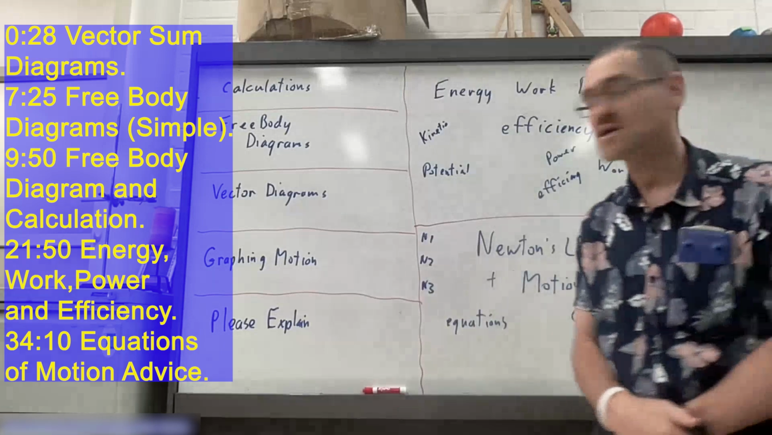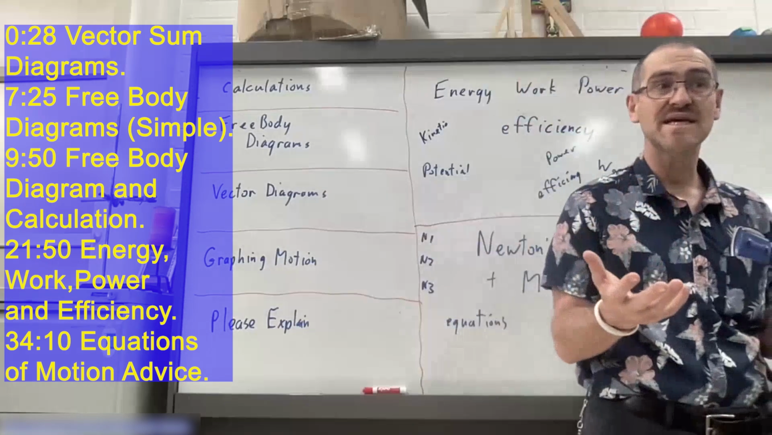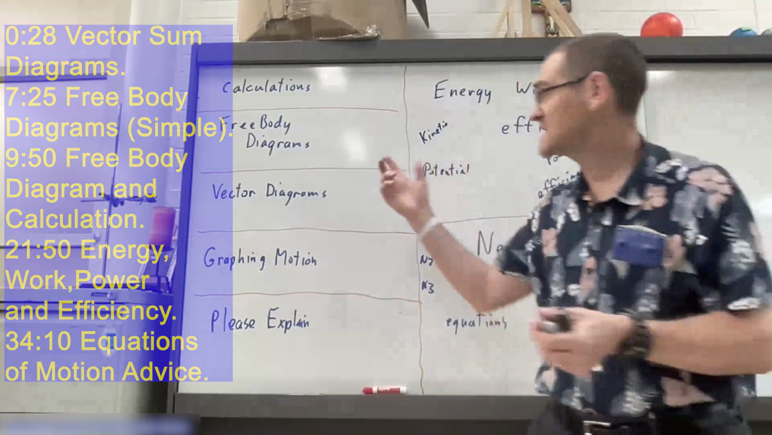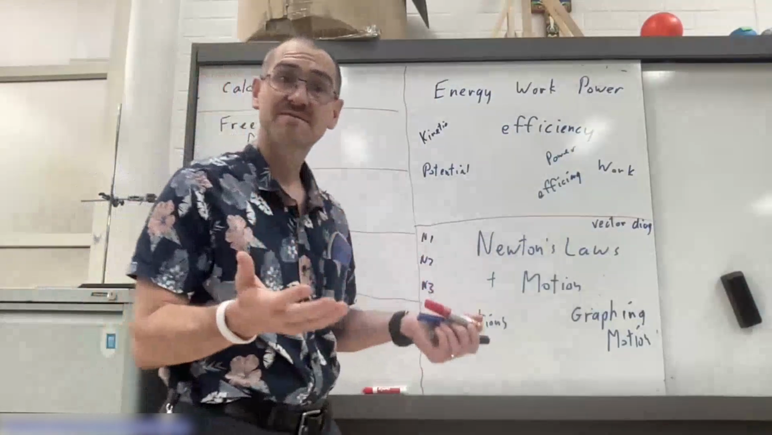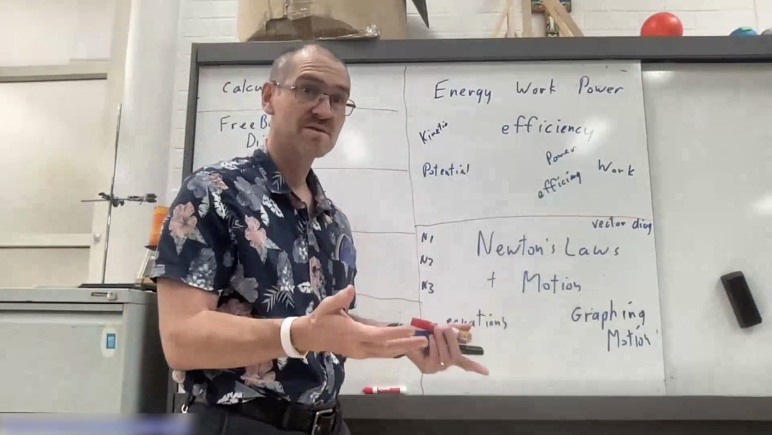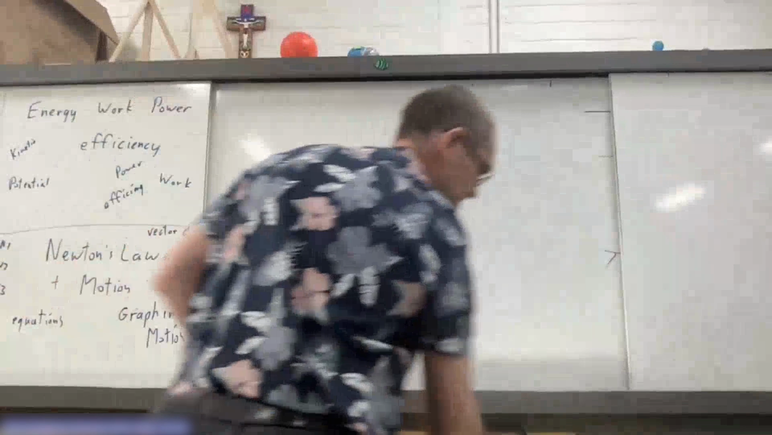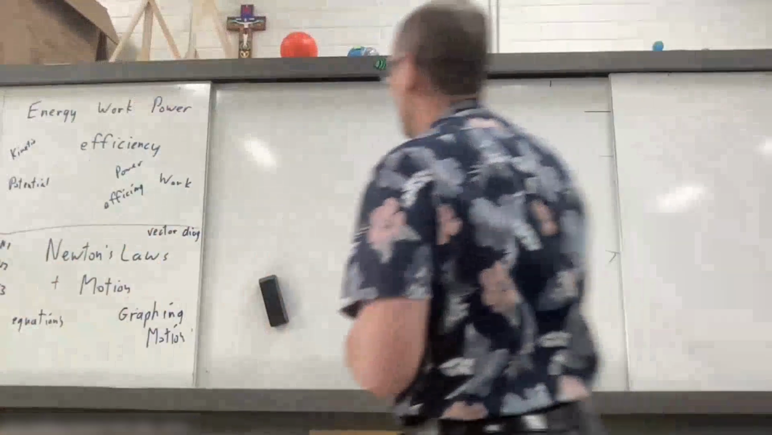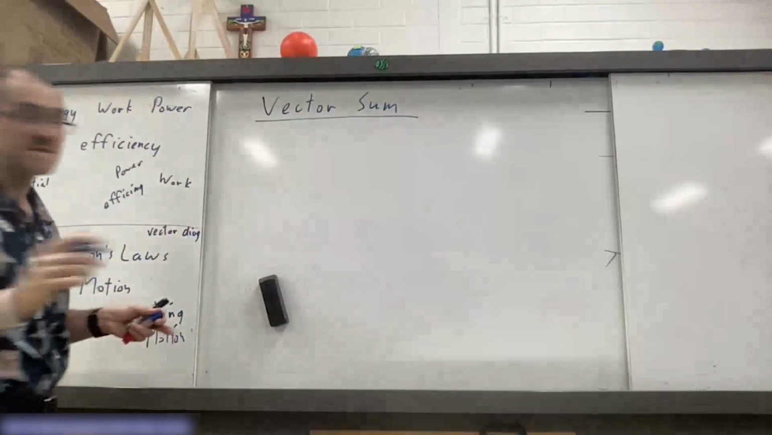Which one? So with vector diagrams, we're talking about adding vectors, for example, or we could be talking about adding displacement vectors to find a net displacement. So vector sum diagrams, okay? So looking at vector sum diagrams, the classic thing would be displacement.